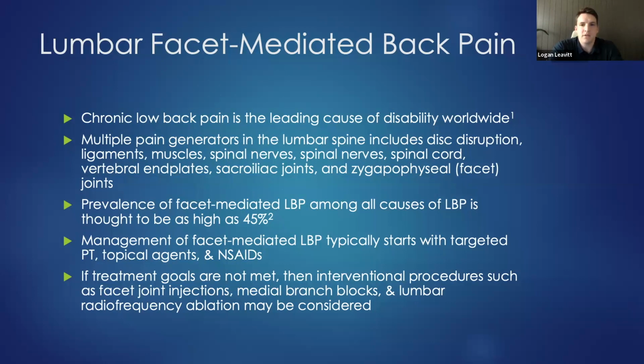There are multiple pain generators in the lumbar spine. Among those are internal disc disruption, the ligaments of the spine, and the paraspinal muscles, with the multifidus being one we'll talk a lot about tonight, though there are obviously other paraspinal muscles. The spinal nerves, which exit from the spinal cord out into the periphery. Then the spinal cord, and then the vertebral bodies, as well as the end plates. And then we have different joints that make up the spine: the sacroiliac joints down more inferiorly, and the zygapophyseal or facet joints throughout the spine.